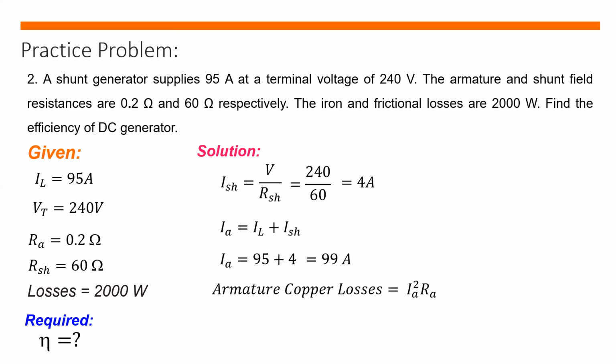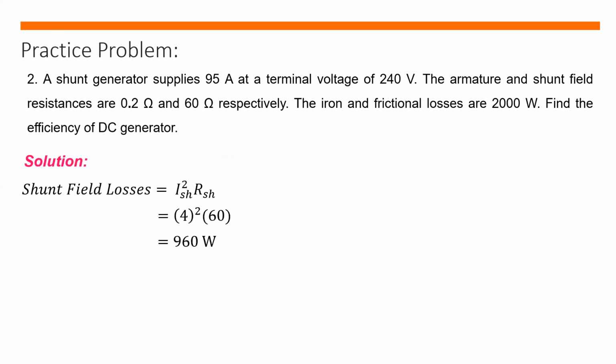So we can now solve for the armature copper losses, that is I squared multiplied by RA. So simply plug in our values, that is 99 squared multiplied by 0.2 ohms, that is equals to 1,960.2 watts. For the shunt field copper losses, that is equals to the square of the shunt current multiplied by the shunt resistance, that is equals to 4 squared multiplied by 60, that is equals to 960 watts.